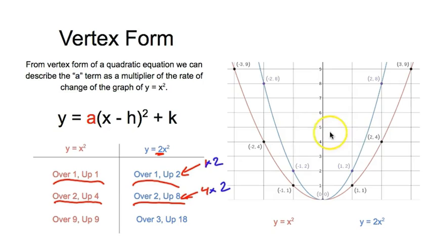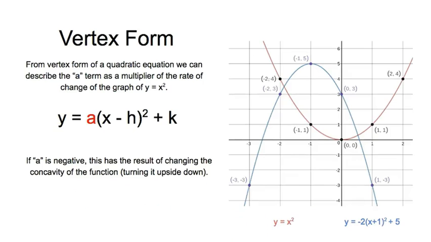So a large a value will make the function very, very skinny, whereas an a value between 0 and 1, a fraction less than 1, is going to make my quadratic not increase as fast, and thus makes it wider.